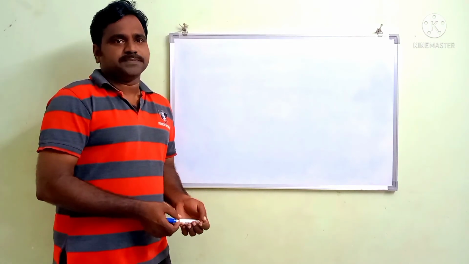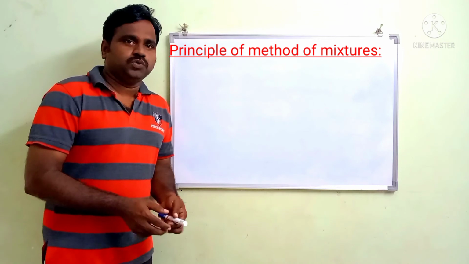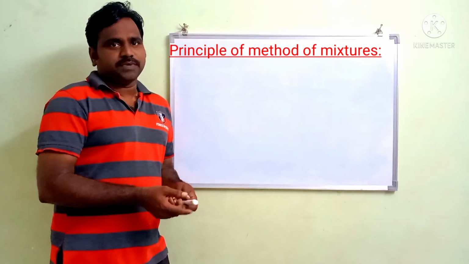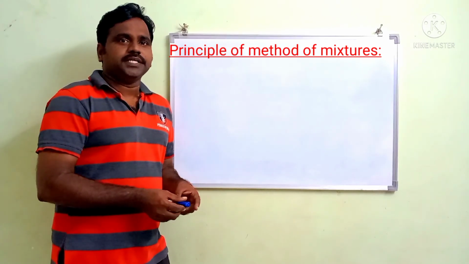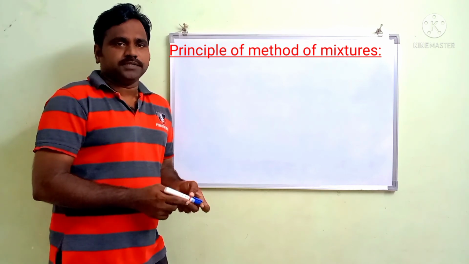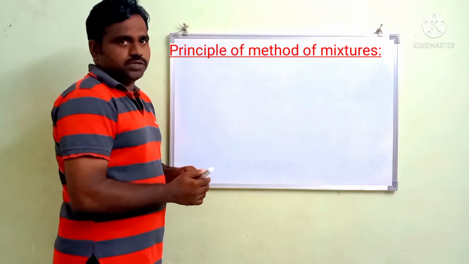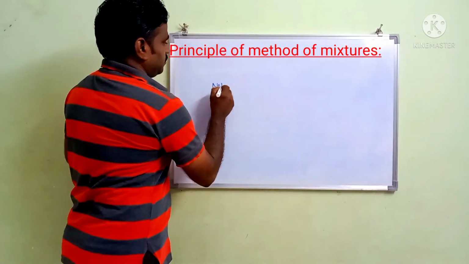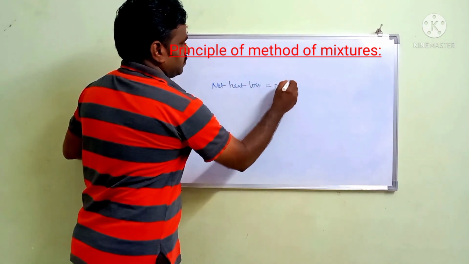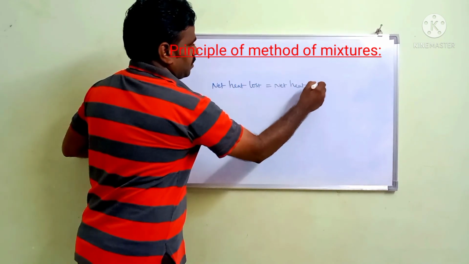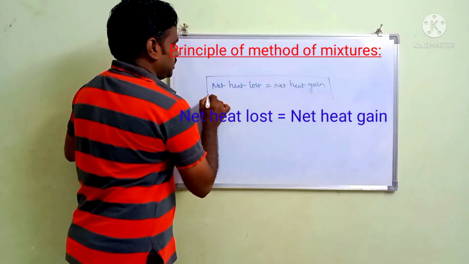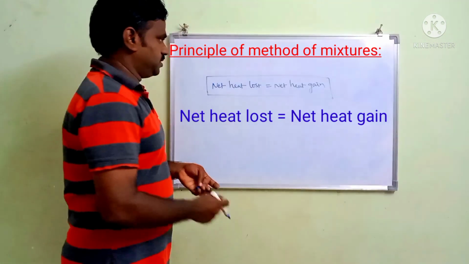Now we can define the principle of method of mixtures. When two or more bodies at different temperatures are brought into thermal contact, the net heat lost by the hot body is equal to the net heat gained by the cold bodies until they attain thermal equilibrium. That means net heat lost is equal to net heat gain. This is known as the principle of method of mixtures.